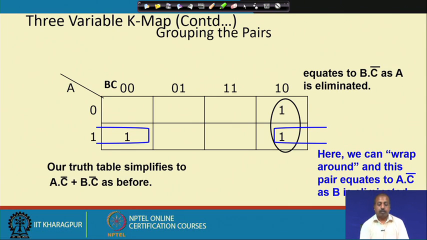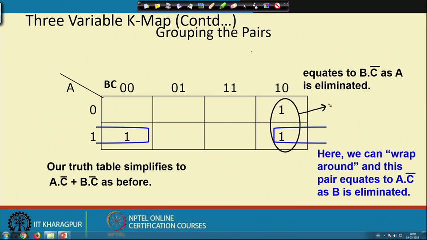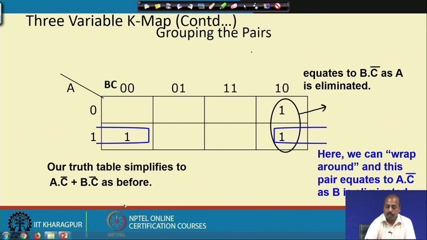Now, the grouping part. For the first example that we have, you can do a grouping like this, where I have got ones at two successive places in the vertical direction, and the term that gets eliminated is given by this. This is basically A bar B C bar plus A B C bar. This one is A B C bar and this one is A bar B C bar.